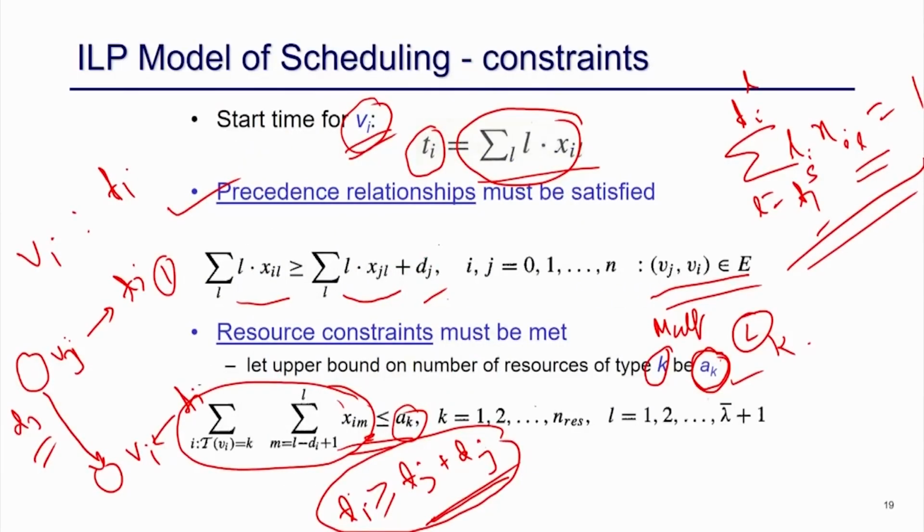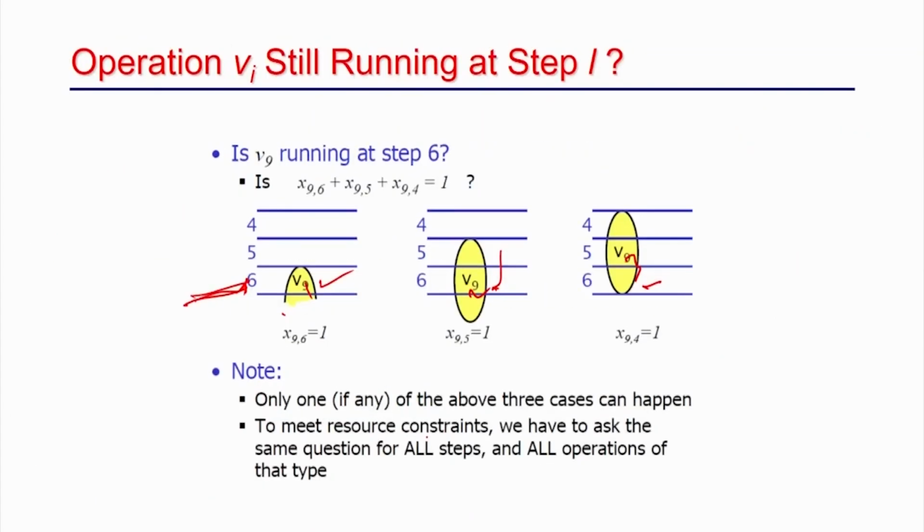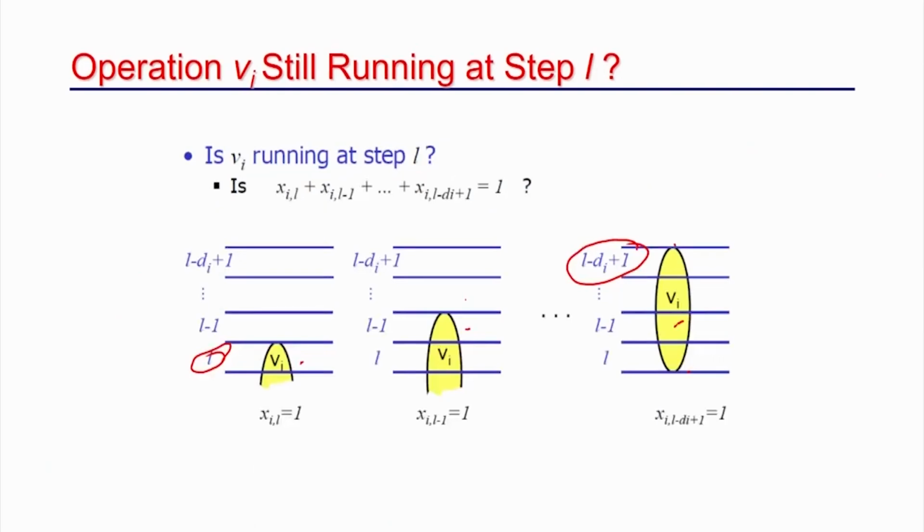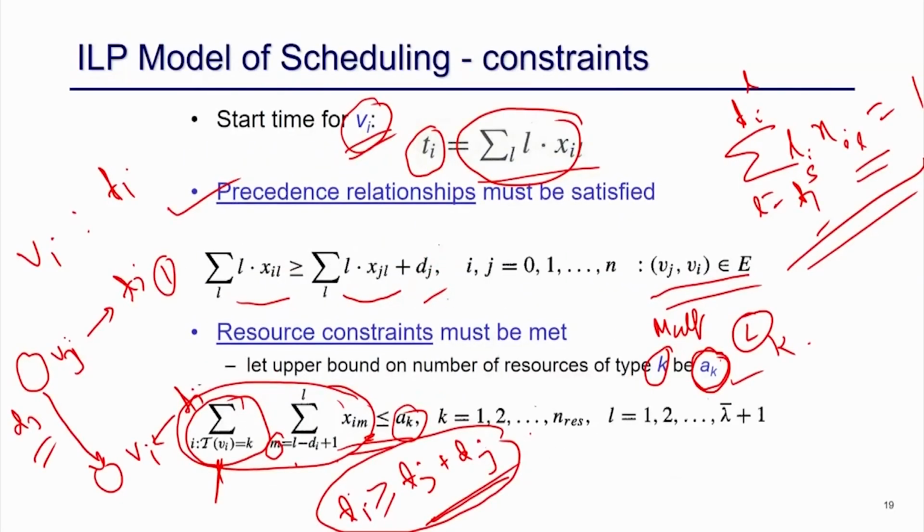This is what is given by this constraint, for the multiplier-specific type. This is operator type k, at time step L. I have to consider all the operations that started from L minus di plus 1 to L, because those are active in time step L, since I am now concerned about that time step. All the operations that started from L minus di plus 1 up to the previous step are active, so for all of them I need a multiplier. All these active operations should be less than or equal to a_k.